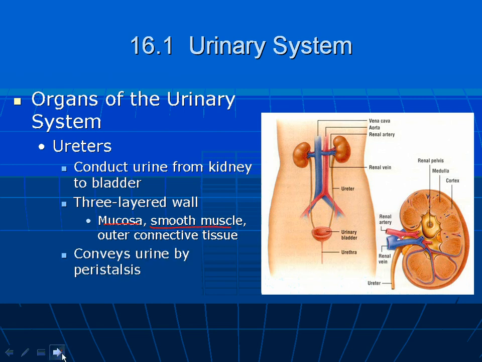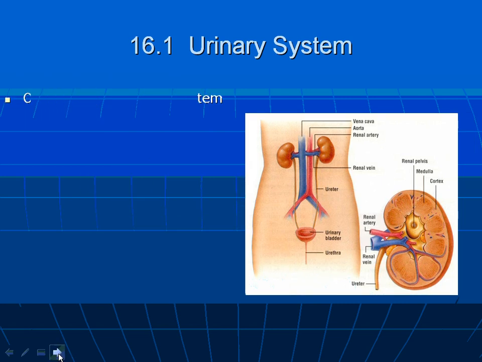So peristalsis, don't forget, it's the involuntary muscle contractions that are going to cause that urine to be passed along. Just like if we're hanging upside down, our urine would still be able to go from our kidneys to our bladder.